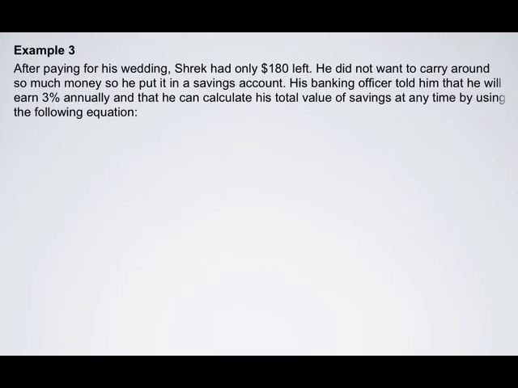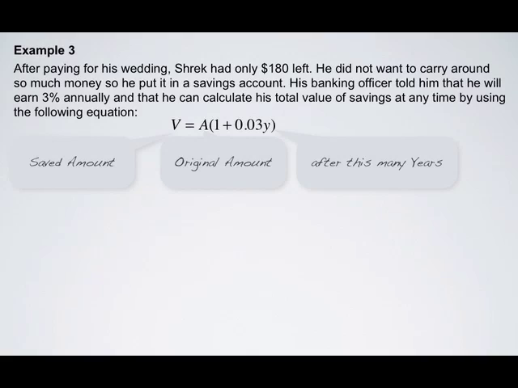Example 3. After paying for his wedding, Shrek had only $180 left. He did not want to carry around so much money, so he put it in a savings account. His banking officer told him that he will earn 3% annually and that he can calculate his total value of savings at any time by using the following equation. V is equal to A times 1 plus 0.03y, where A is the original amount, V is the saved amount, and Y is after this many years.